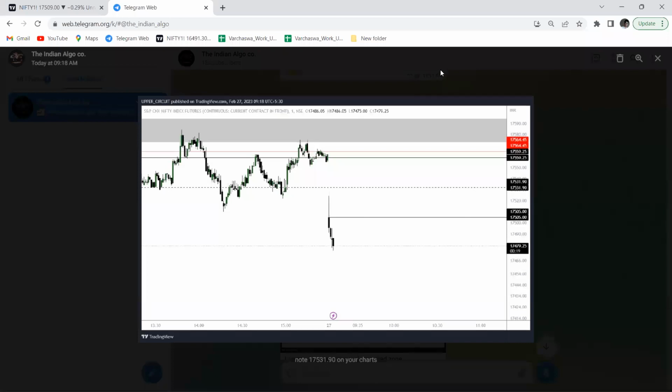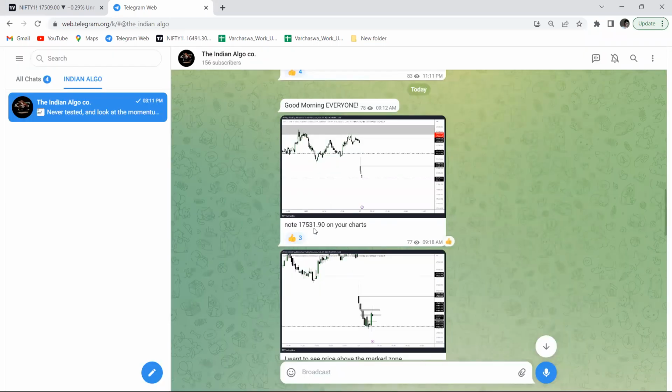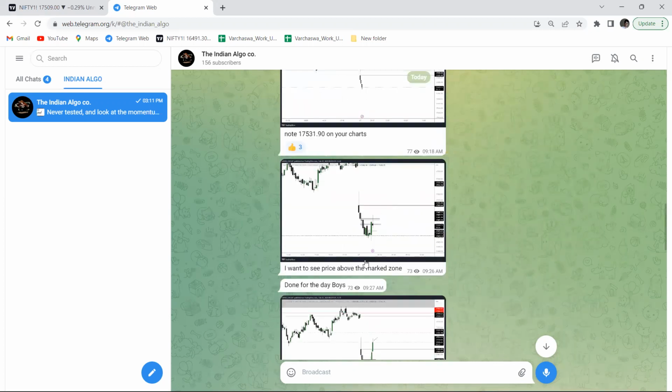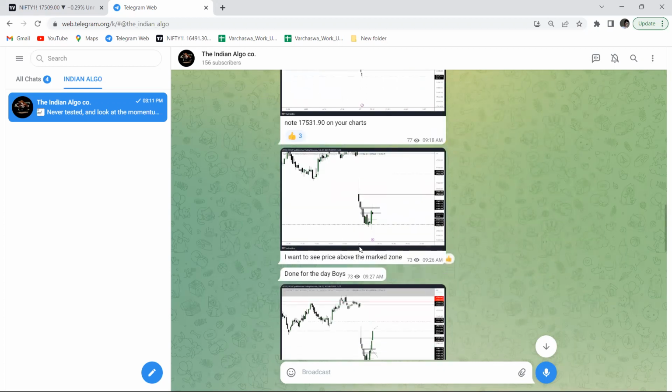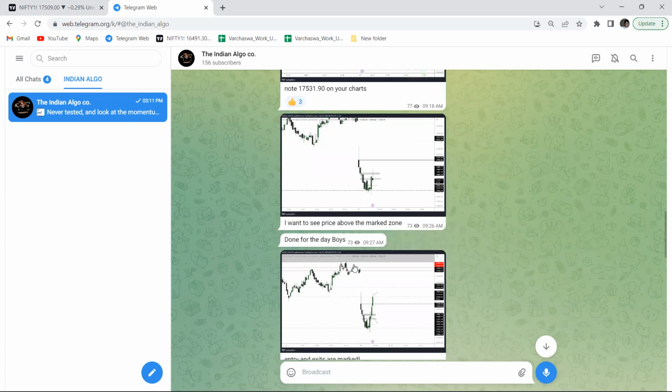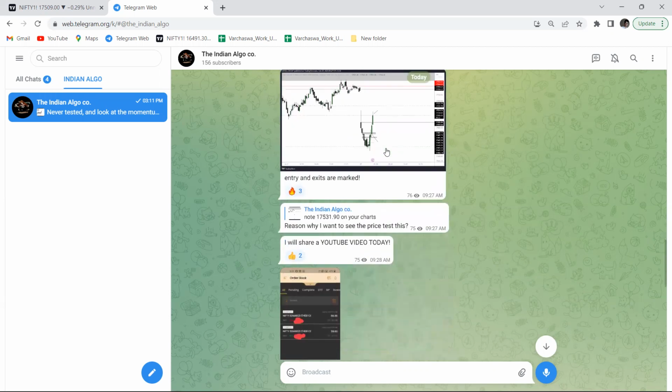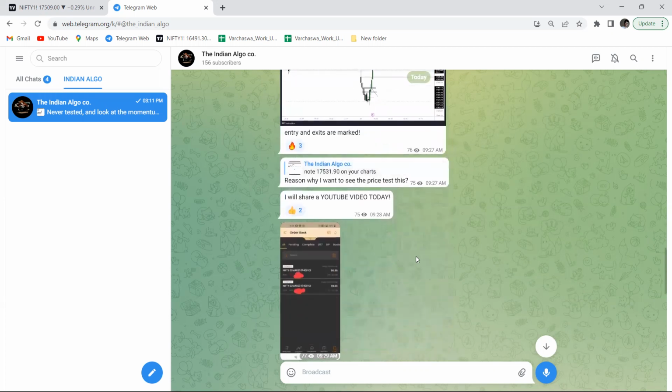If you see, I've shared a note at 17531.90 on your charts, 918 itself, and then we decided to take a long. Obviously, I won't be telling you the entries, but I'll be sharing my entries with you, whatever the possibilities of the price reaching in our direction or not. I'll be explaining all of those things in this chat, so I'll be commenting on everything.